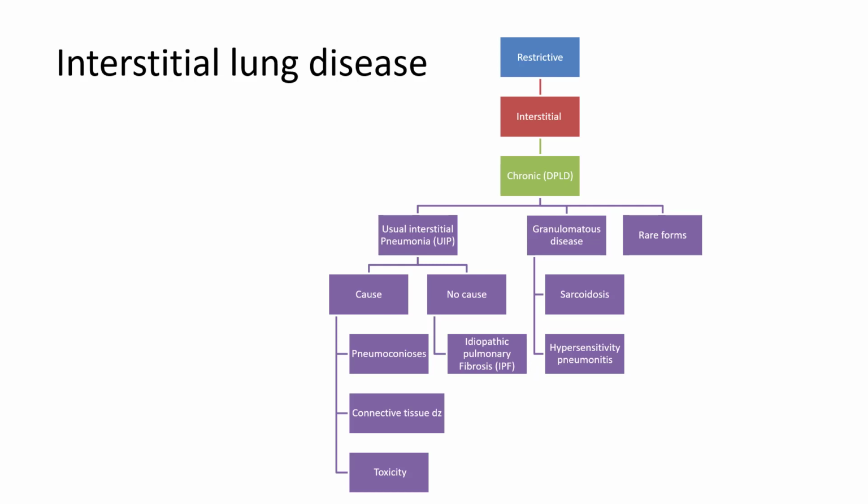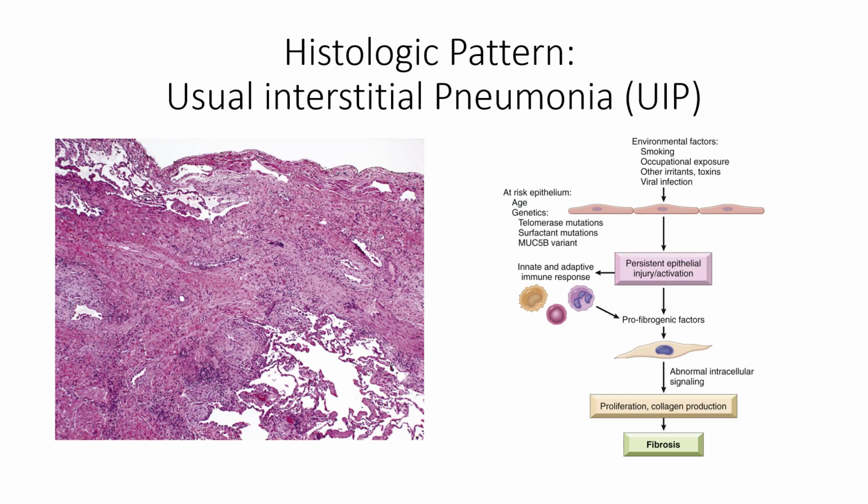And then if we find out that they're taking a medication like nitrofurantoin or amiodarone or something like that, we may be able to pin that as a cause for this change in their tissue, which we will describe as usual interstitial pneumonia. If we cannot find a particular cause for this histologic change in their lungs' interstitial tissues, then we will refer to that as idiopathic pulmonary fibrosis. Let's have a look at the pathophysiologic processes associated with this histologic pattern called usual interstitial pneumonia.